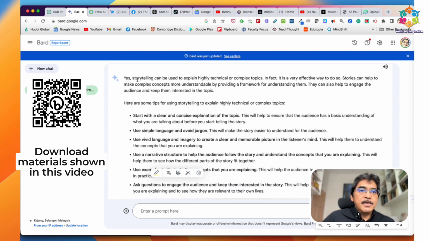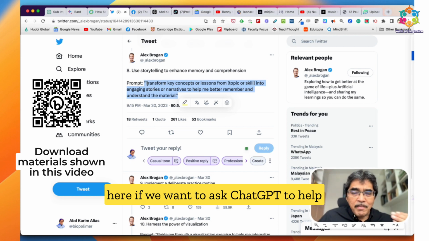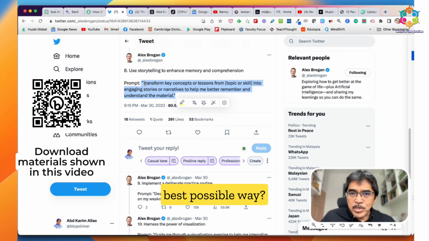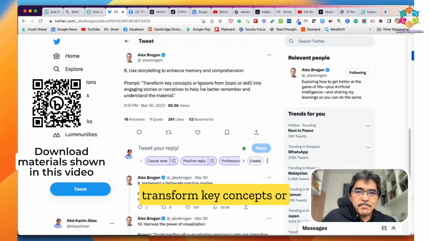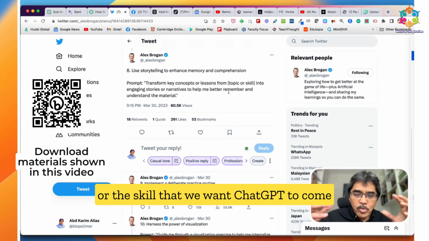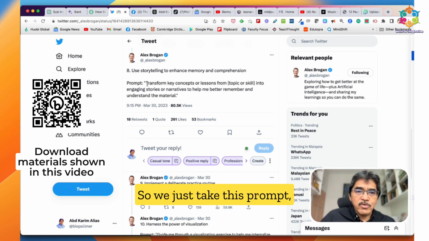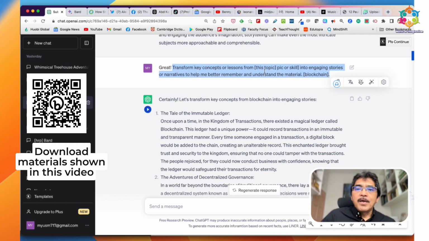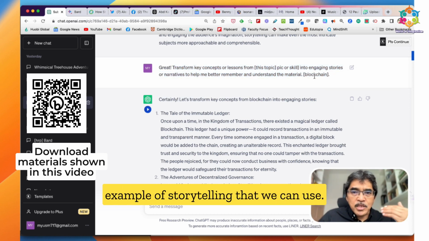Okay, and now let's look at the prompt that Alex Brogan has suggested here. If we want to ask ChatGPT to help us, okay, now I have this topic, how do I use storytelling to explain it in the best possible way? So this is the prompt. Basically, transform key concepts or lessons from, then we give the topic or the concept or the skill that we want ChatGPT to come up with storytelling for, into engaging stories or narratives to help me better remember and understand the material. So we just take this prompt and put it in ChatGPT. Then the topic goes in the bracket, at the end, the topic that we want ChatGPT to give us examples of storytelling that we can use.